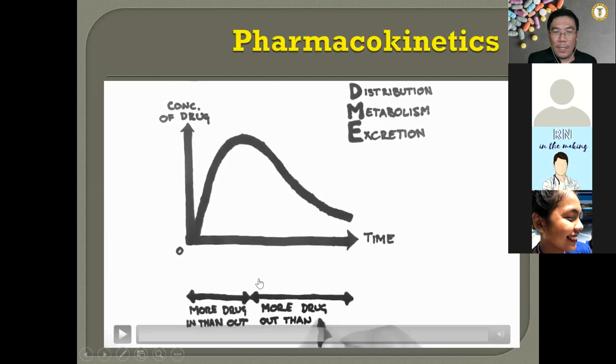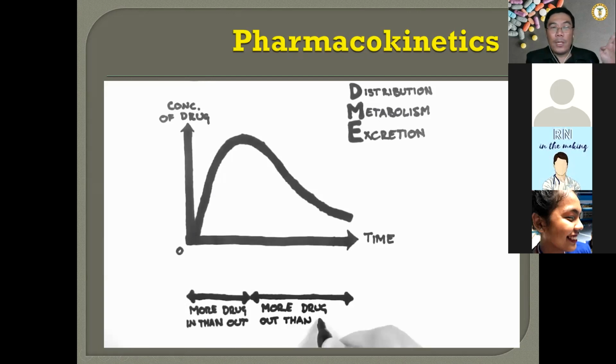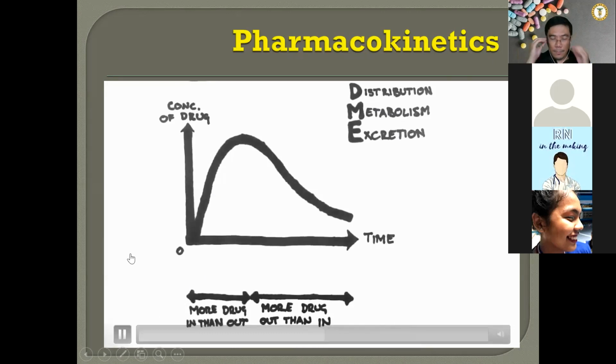So it means that at this point, a higher concentration of the drug enters the body. Then from this peak it goes down because more drug is out of the body because of the excess chemical components brought about by the metabolism. And once the excess components of the drug have been metabolized, one portion goes to the next step of distribution, and the other portion proceeds to excretion. So the concentration of the drug in the body starts decreasing.